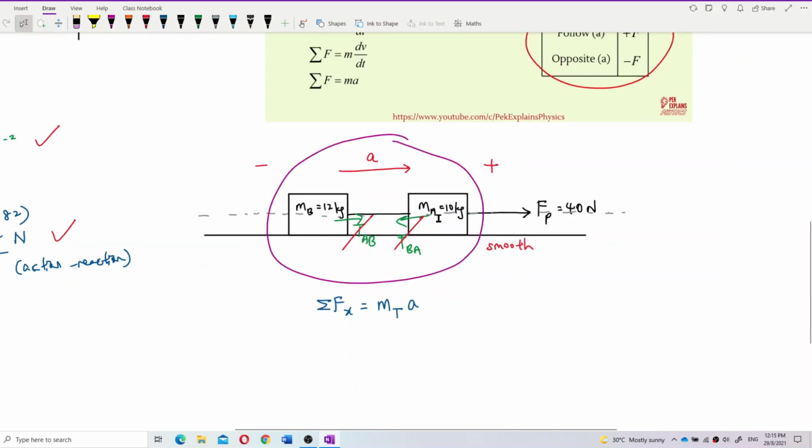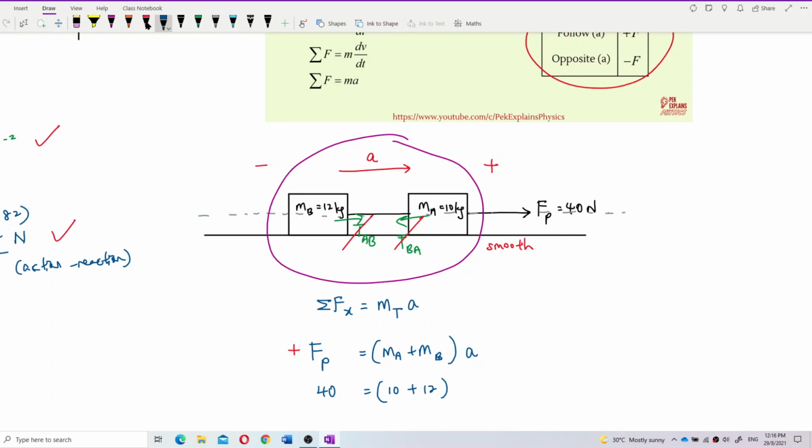So the whole system, mass A and mass B combined, is pulled by one single force, the pulling force of 40 Newton. Only one force in the x component, so we put positive 40 because it follows the acceleration. Positive pulling force is equal to mass A plus mass B times acceleration. Mass A is 10 kilogram and mass B is 12 kilogram.